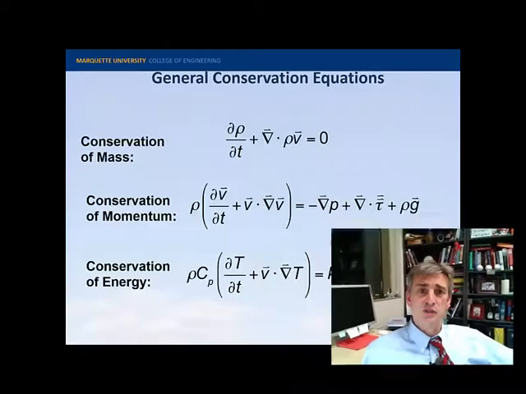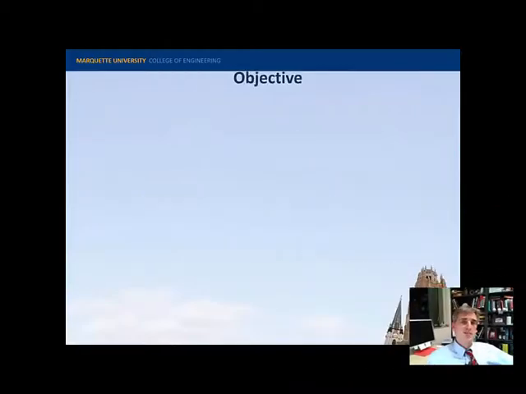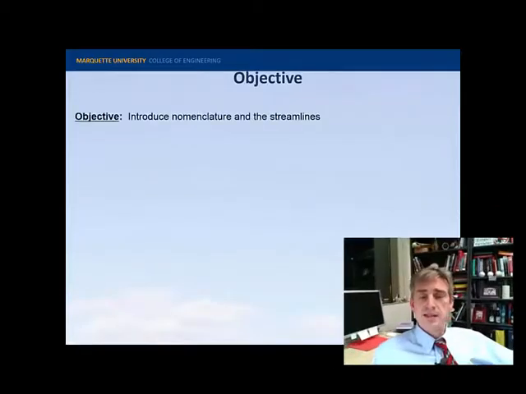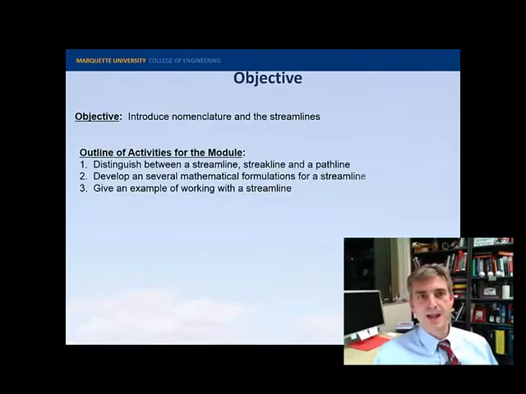Anyway, irrotational flow, streamlines, streak lines, and path lines. That's the objective of today's lecture, and we're going to talk about the mathematical derivation of a streamline specifically. So, we're going to distinguish first between what a streamline, a streak line, and a path line are, and we're going to include timeline in that. We're going to develop a couple of mathematical relationships associated with that, and then I'm going to do an example.